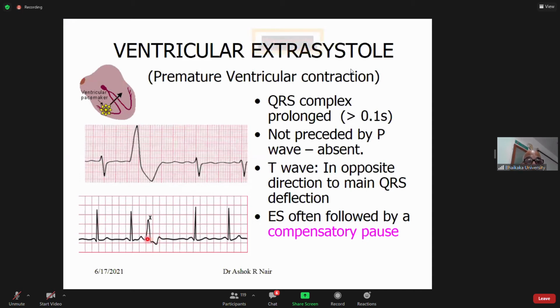So this is an ectopic beat occurring, a premature ventricular contraction occurring. The compensatory pause is occurring because of what we call the refractory period of this ectopic beat.